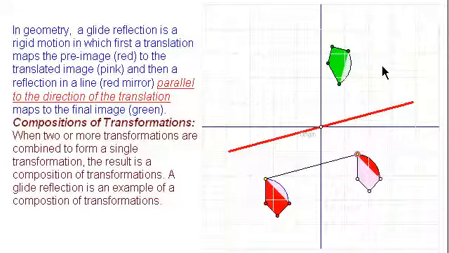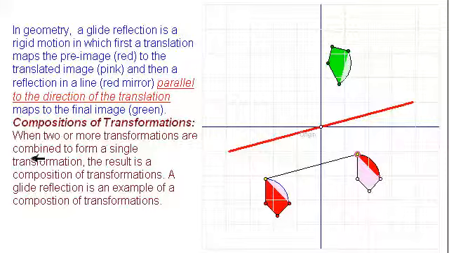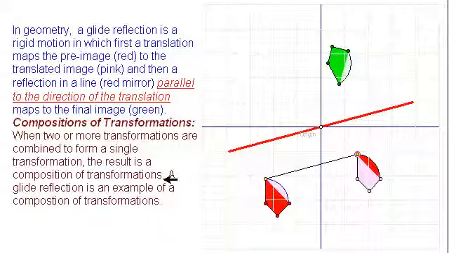I hope you understand the difference between a glide reflection and a composition of transformation. The composition of transformation, any two, like it is written here, when two or more transformations are combined to form a single transformation, the result is a composition of transformations. A glide reflection is an example of a composition of transformation, but all composition transformations are not glide reflections.